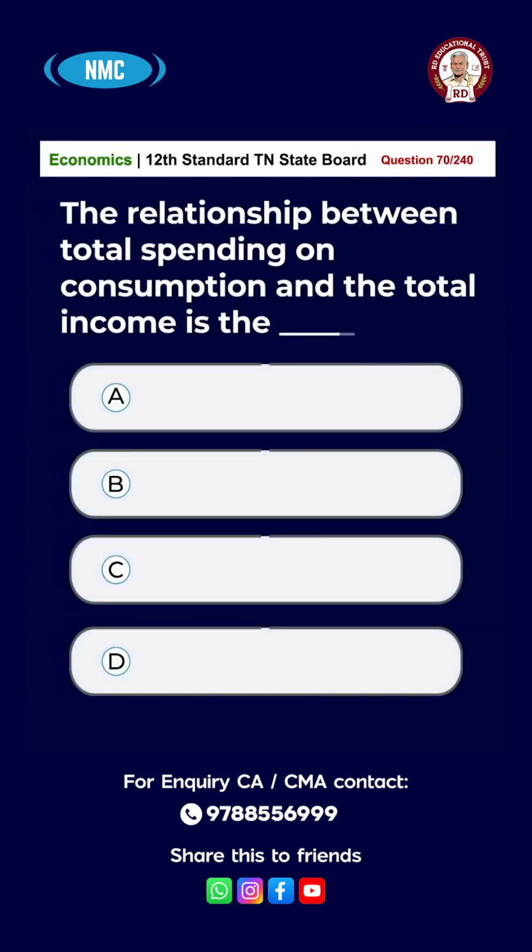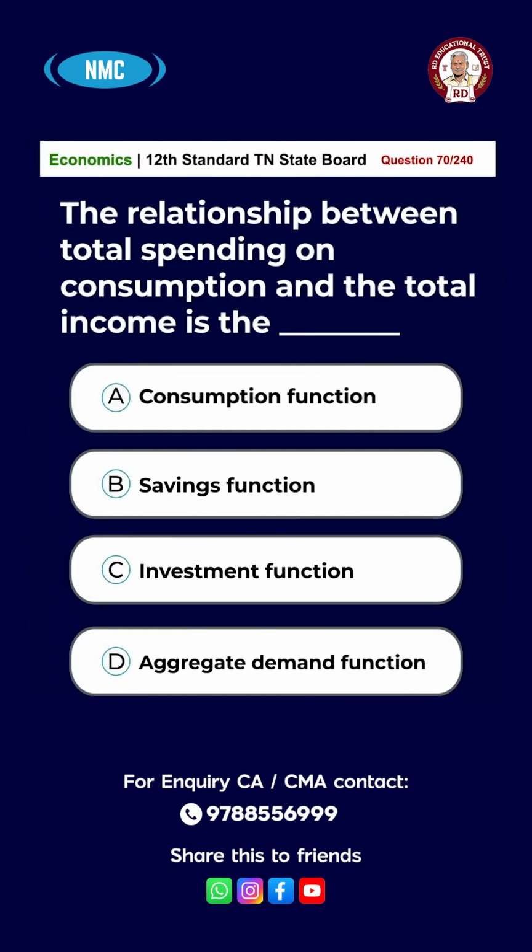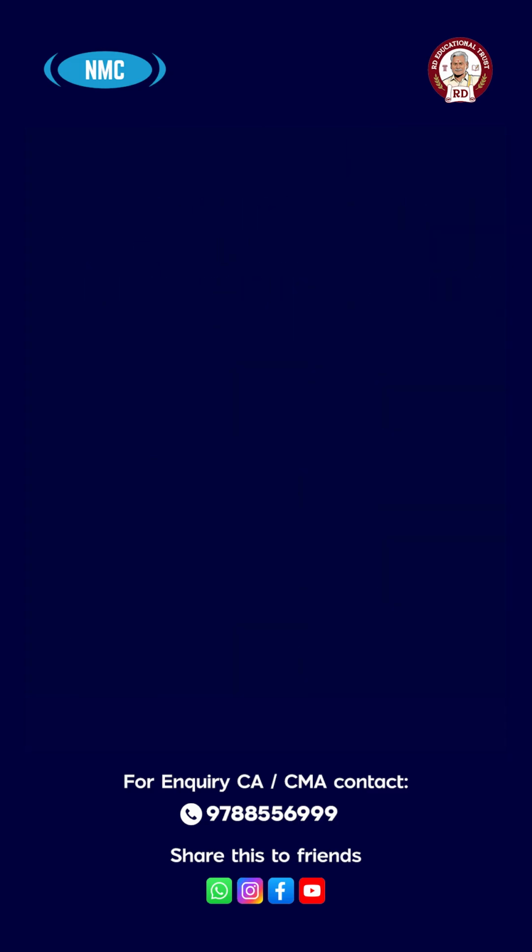Question number 70. The relationship between total spending on consumption and total income is A, consumption function, B, savings function, C, investment function, D, aggregate demand function. The answer is option A, consumption function.